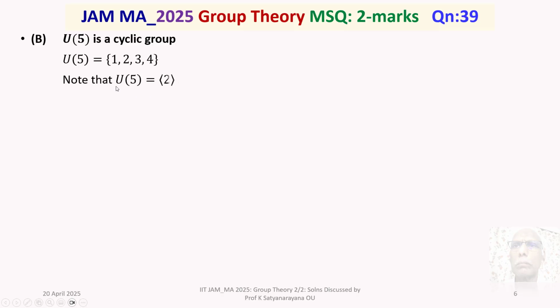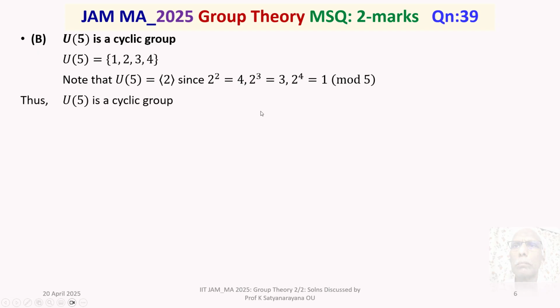Now, notice that here, take this element 2. 2 square is 4, 2 cube is 3, 2 power 4 is 1 congruence modulo 5. That means 2 generates all the elements. So 2 is a generator for U of 5. Thus, U of 5 is a cyclic group generated by 2. Right, so option B is true.